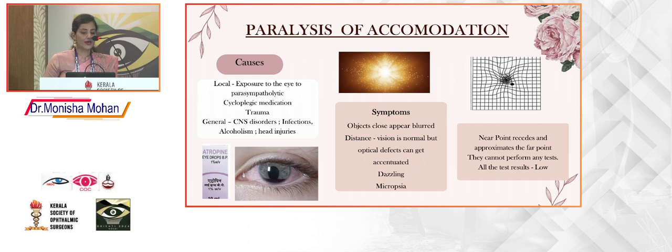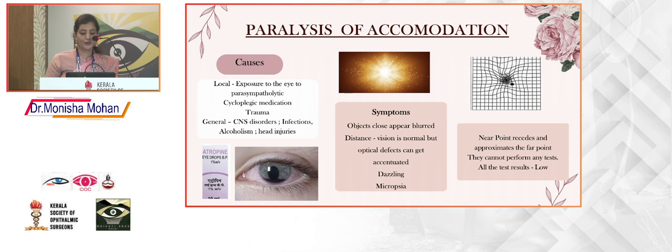So just a note on paralysis. So remember cycloplegic drugs, trauma, then general systemic disorders, infections, alcoholism and head injuries. So here are the symptoms. If you have given tropicamide to a patient, it would be a cycloplegic patient where you would have blurring and would not be able to read.